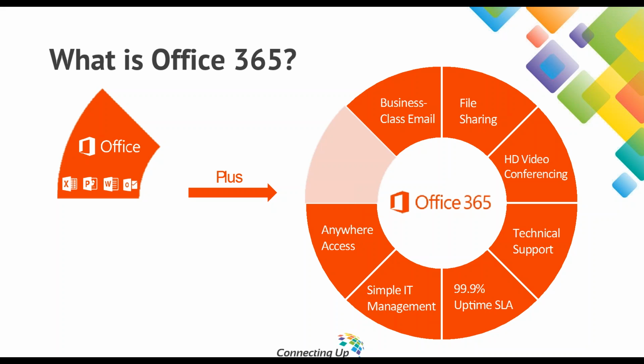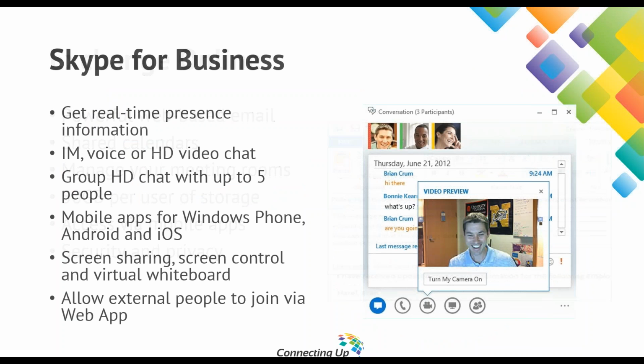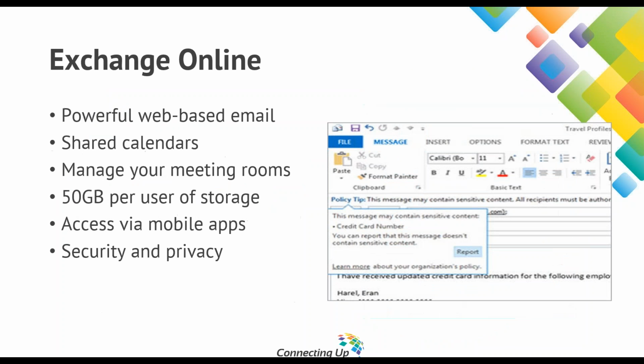So let's look at some of those in a little bit more detail. We started with Exchange. A lot of you are probably already using Exchange. Exchange is Microsoft's mail server essentially. So you get powerful web-based email. It's not on your premises anymore. If you've got a server on your premises, it's stored up in Microsoft's cloud. You get online access to it. There's an Outlook web client that you can access it through.